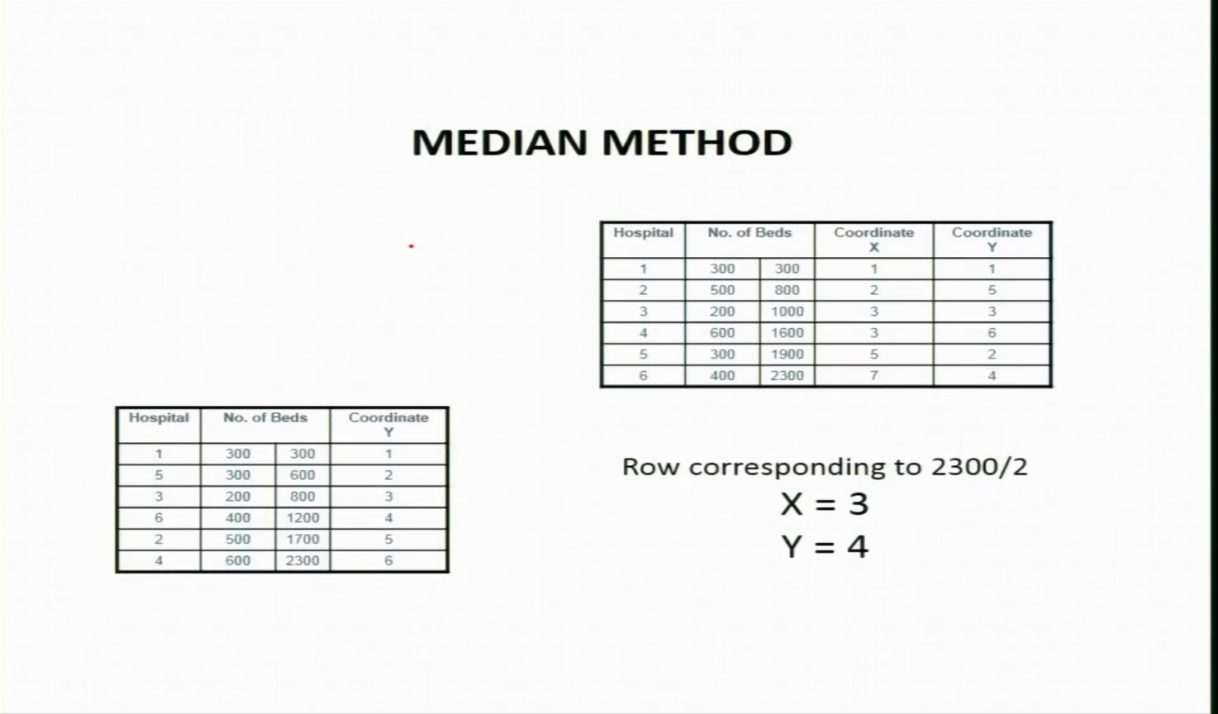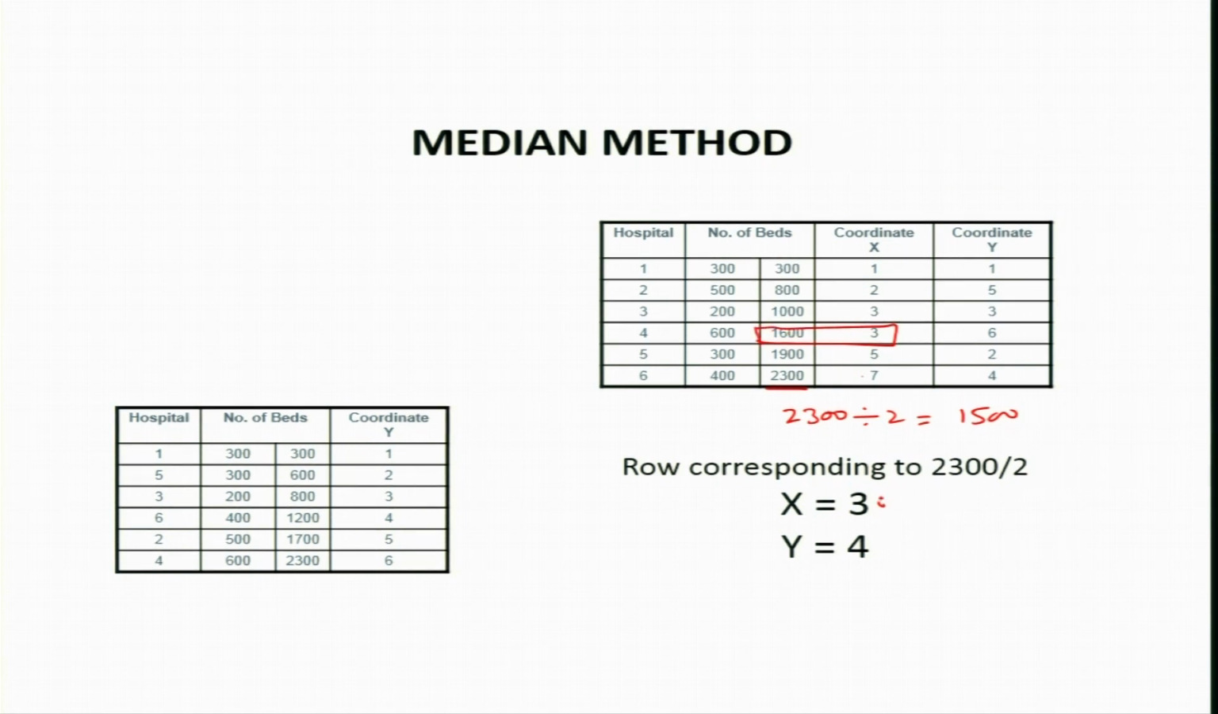Now, let us see the median method also for the same set of data. It is very easy. In the case of the median, to find the value of the x coordinate, we arrange these facilities in the ascending order of x. Already the data was like this: 1, 2, 3, 3, 5, 7, and then 2300 is my total demand. So, 2300 divided by 2 in the median method will be 1150. So, we will see the closer value to 1150, that is 1600.